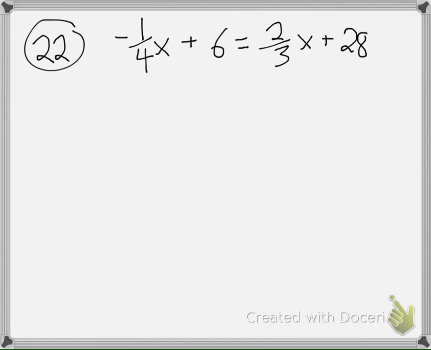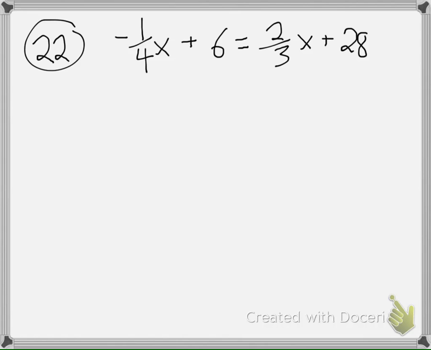Number 22 on your homework was negative 1/4 x plus 6 equals 2/3 x plus 28. Now, there is absolutely no reason to be scared of the fractions because fractions are just numbers. And when you have a calculator that can do fraction operations, you can do these just as easily as you can do any other problems out there. Okay?